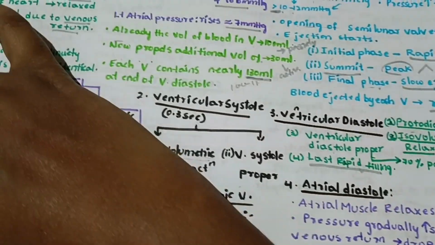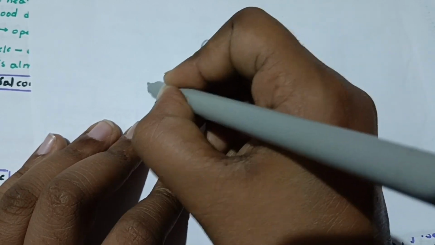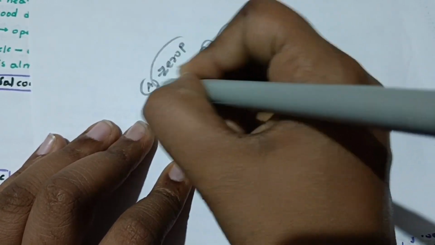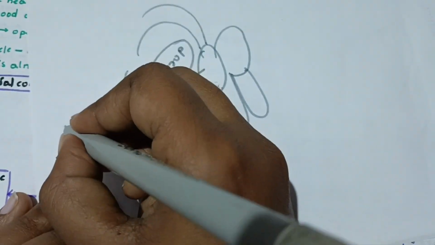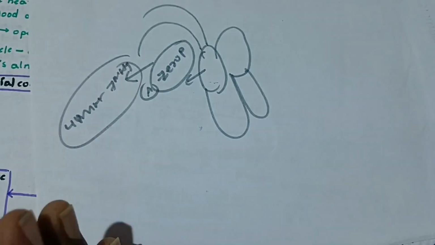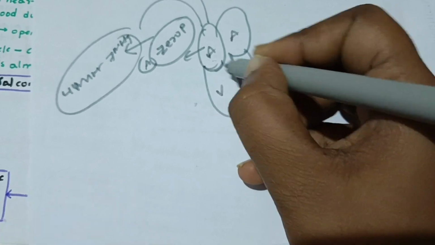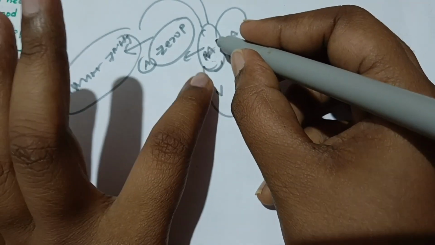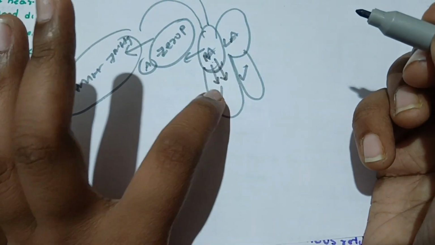This is the cardiac cycle. Once again, I'll explain. See, this is the atria and this is the ventricles. Initially the atria contain 0 mmHg of pressure. Due to venous return, the pressure increases to 4 to 7 mmHg. Due to the increase in blood pressure in the atria, there will be passive filling of the ventricle.